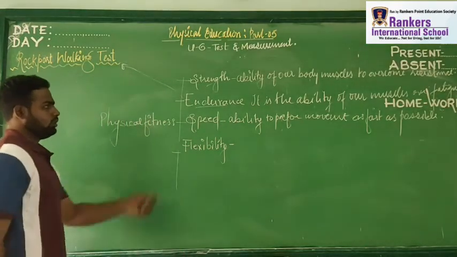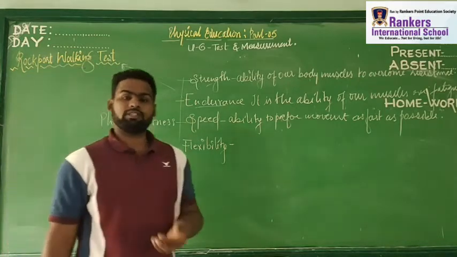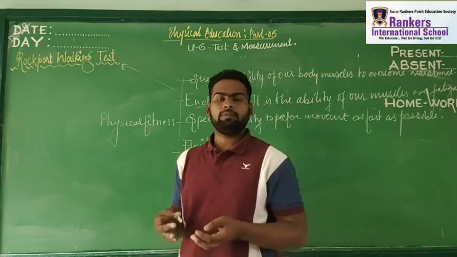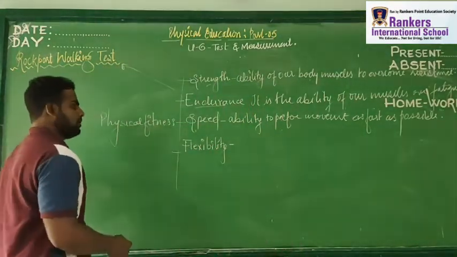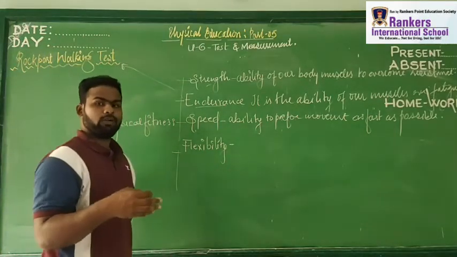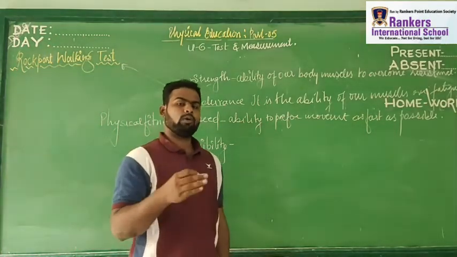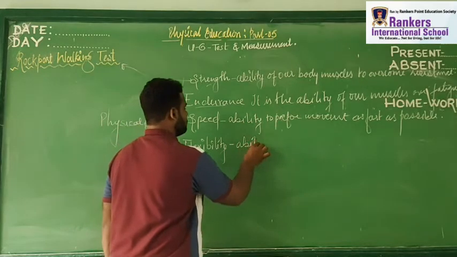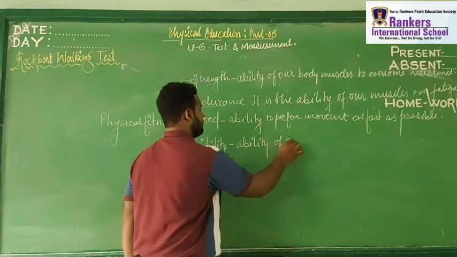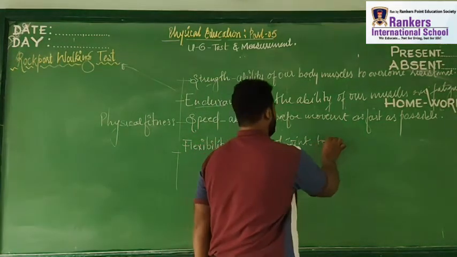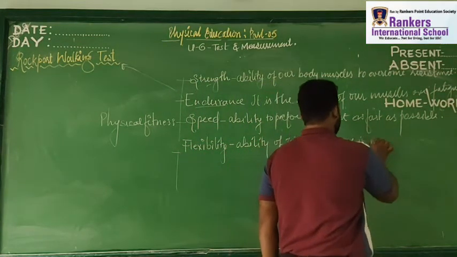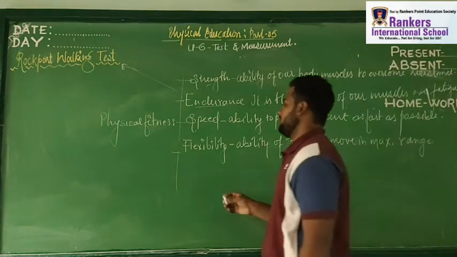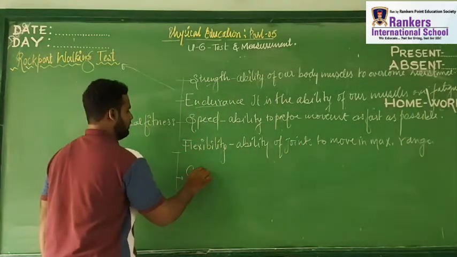What is flexibility? So flexibility is the ability of our joints to move in maximum range. It may be static, it may be dynamic. It means it may be active, it may be passive. So when it is passive, some partners are required for the stretching activity. When it is active, the individual is already able to perform various kinds of exercise, right? So flexibility is the ability of joints to move in maximum range, right? Next thing is the last one, that is the coordinated activity.